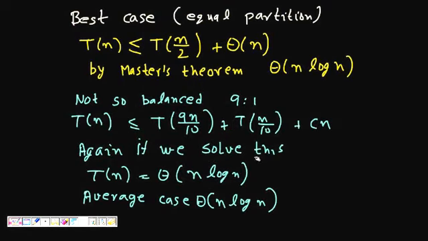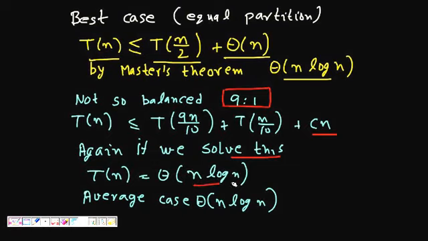And in the best case, we get a partitioning where both sides are of equal size. So in this case, T(n) is less than or equal to T(n/2) plus theta of n. Theta of n will always be there because partitioning takes theta of n running time. So by Master's theorem, if we solve this, it will be theta of n log n. Okay. So the other case is, if it's not so balanced, let's say that the ratio it divides into is 9:1. Then T(n) is T(9n/10) plus T(n/10) plus cn. And if again we solve this recurrence, it will be theta of n log n.